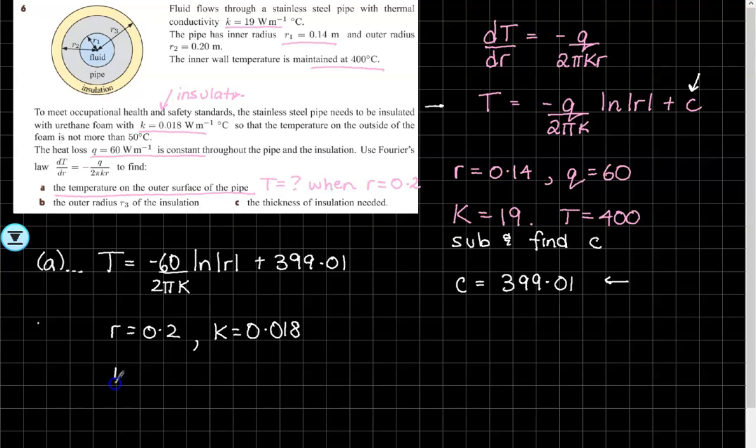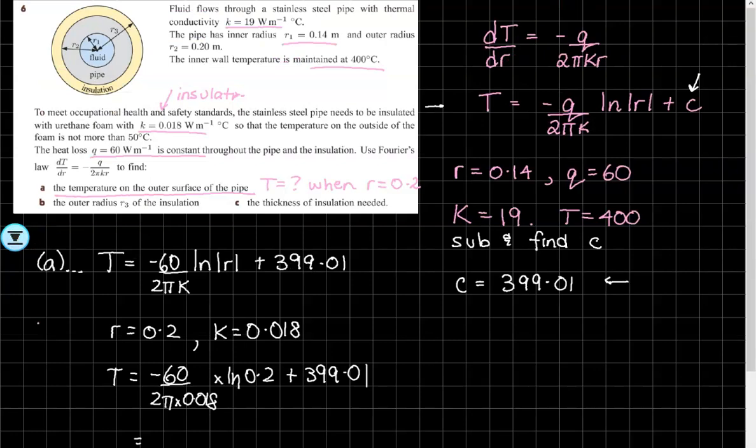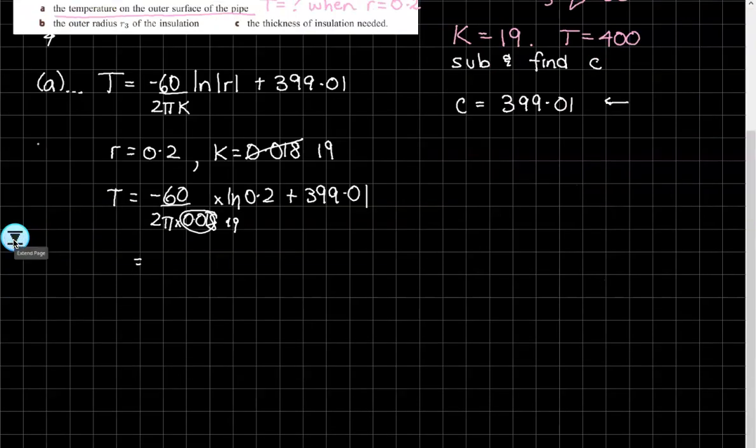So in we go. So temperature will be minus 60 over 2 times pi times 0.018 times ln 0.2 plus 399.01. What do we get? I stuffed. Sorry. It's the same K because it's still on the tube. I was getting a little bit excited with the insulation. That would be for part B. I apologise. So that should still be 19, and you get the 399. What did you say? 3.